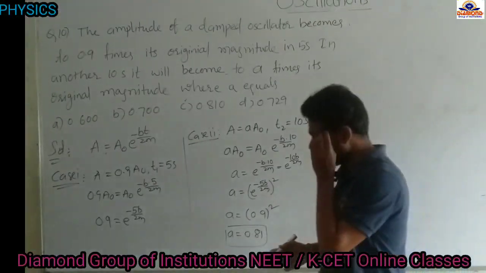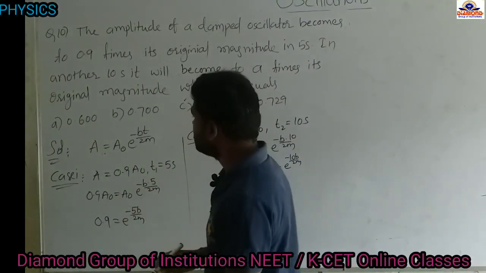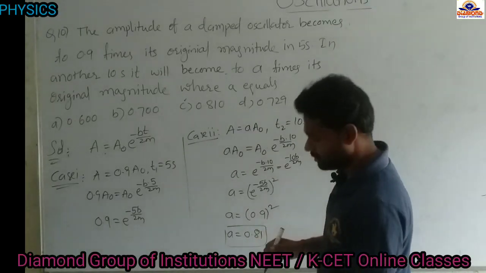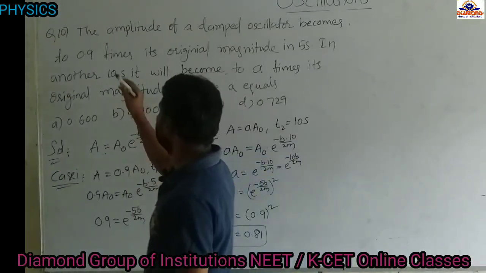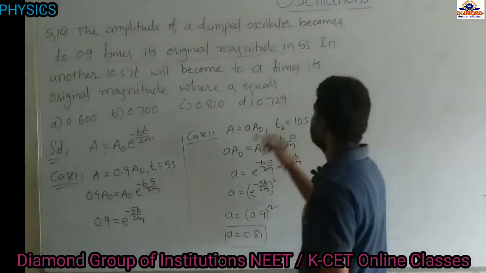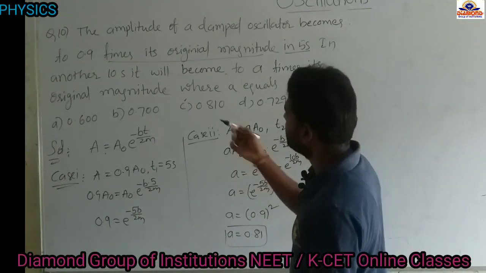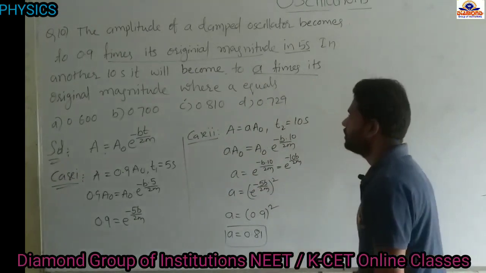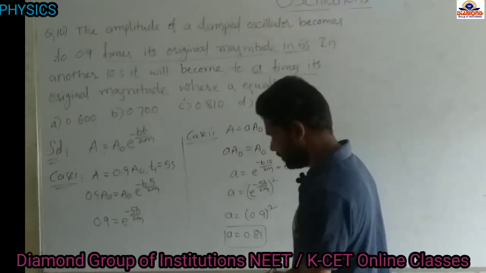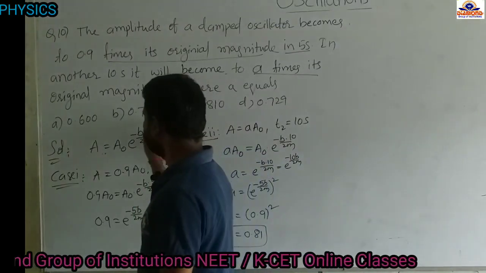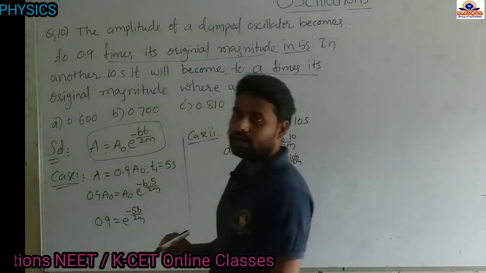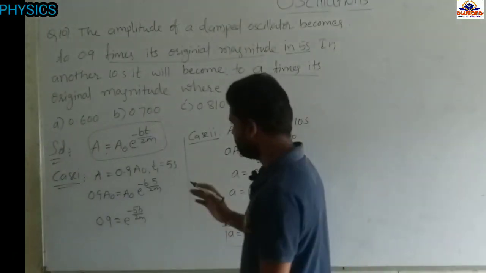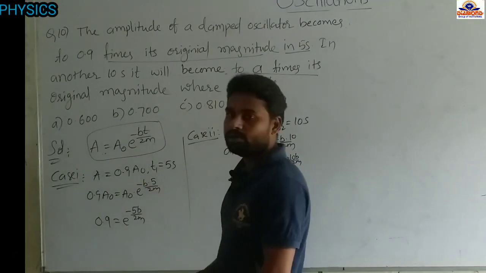See the next question, the last question, based on damped oscillations. The amplitude of a damped oscillator becomes 0.9 times its original magnitude in 5 seconds. In another 10 seconds it will become A times its original magnitude, where A we have to find. So remember the damped oscillator formula: A equals A naught into e power minus bt by 2m. Here b is the damping factor. So this formula you have to remember.